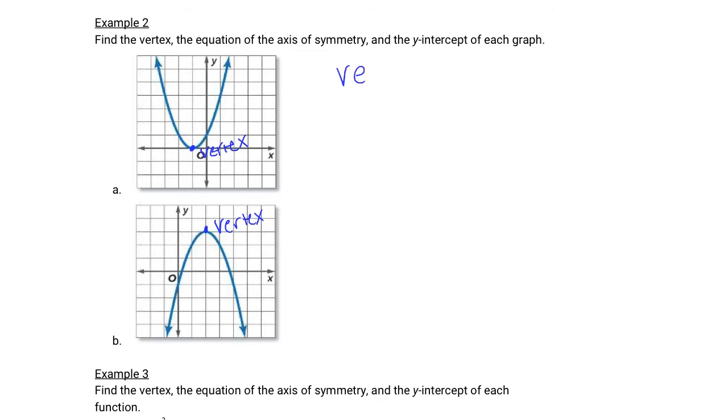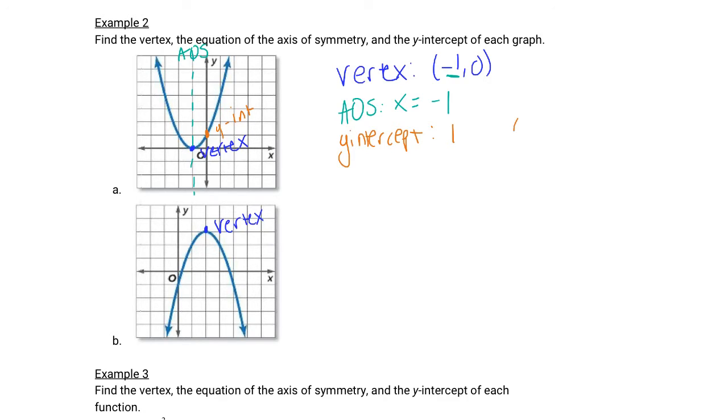So the coordinates of the vertex on graph A are -1, 0. Left 1, up and down, none. The axis of symmetry is a dashed line that goes through the vertex that splits the parabola in half. So that is the AOS. The equation for the axis of symmetry is x equals, always, the first number of the vertex, -1. We want the y-intercept. There's only one of those ever, if any. So the y-intercept in this case is 1, or you could write it as a coordinate point, 0, 1.